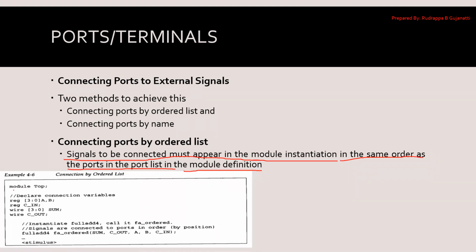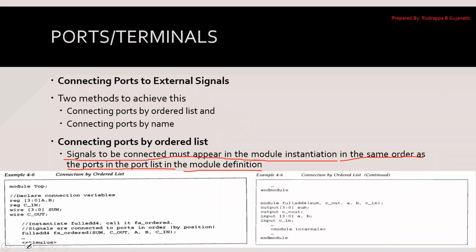Just look at this one. We have module full adder with sum, cout, A, B, and Cin. These are the port list. This is the declaration you have done, and the rest is the logical implementation. So this is the module you have defined, the module definition. Now using this definition, I can create instances.